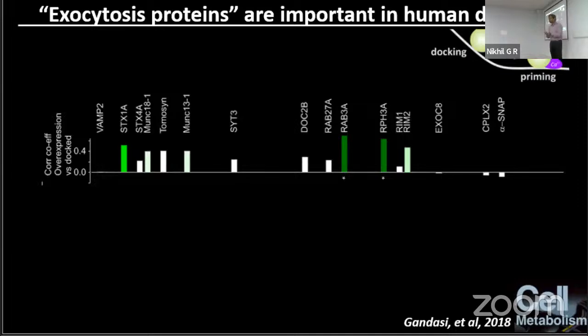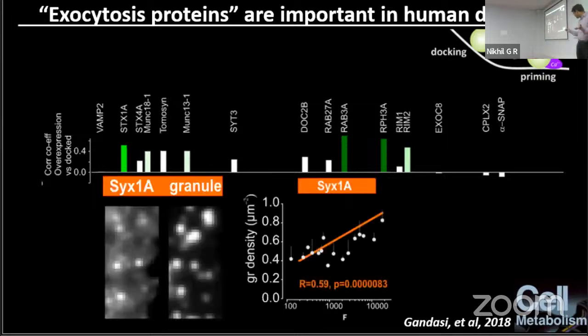We took type 2 diabetic beta cells. Type 2 diabetic beta cells means that there are fewer docked granules, right? What we did is try to overexpress one protein after the other. Just as an example, we tried to overexpress syntaxin. When you overexpress syntaxin, there are more docked granules. So this is the density of docked granules, and this is the total number of docked granules. So when we express syntaxin, which is a factor here, then you see more and more docking happening, which means that something is happening with all these proteins so that the docking is reduced.